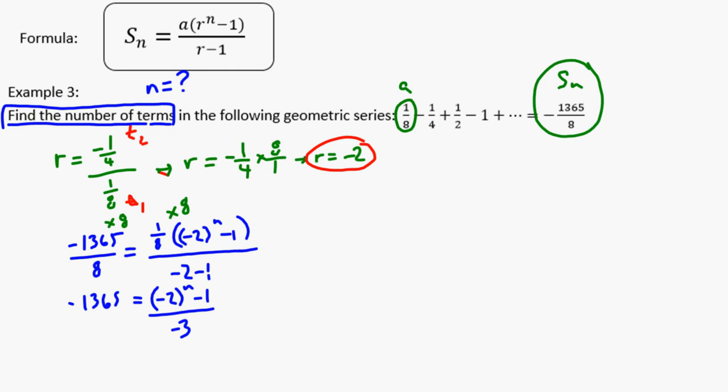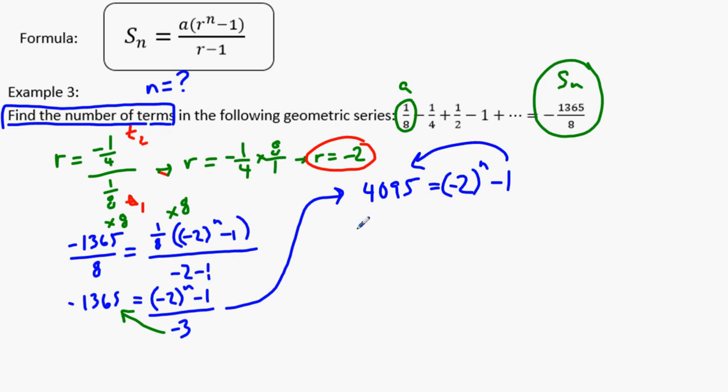All right, next thing I want to do is cross this negative 3 over, so I'm going to put this negative 3 on this side. All right, so what do I have then? If I cross that over to this side, I'm going to have 4,095 is equal to negative 2 to the exponent of n minus 1. Almost there. Bring this negative 1 over, so I'm going to have 4,096 is equal to negative 2 to the exponent of n.